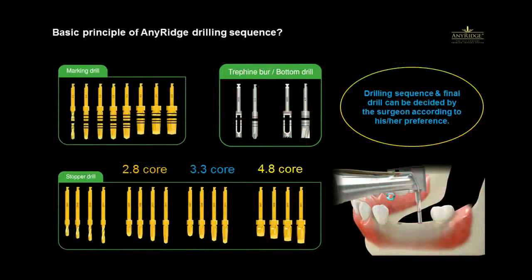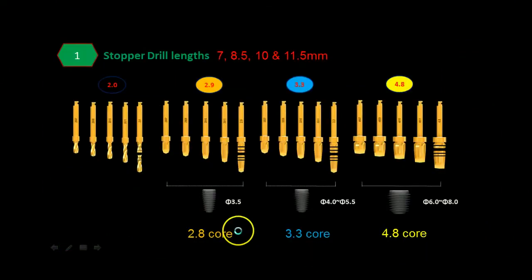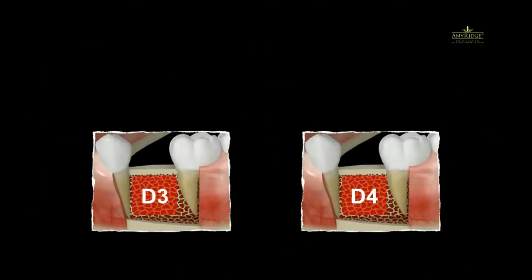So let's look at your drilling sequence. Again, your marking drills are long, your stopper drills are shorter, and they're already cut to length. Again, 2.0, 2.9, 3.3, and 4.8, both in stopper drills and your long marking drills. And this is relative to your 2.8 core, 3.3 core, and 4.8 core. Again, taking bone density and everything else into consideration.